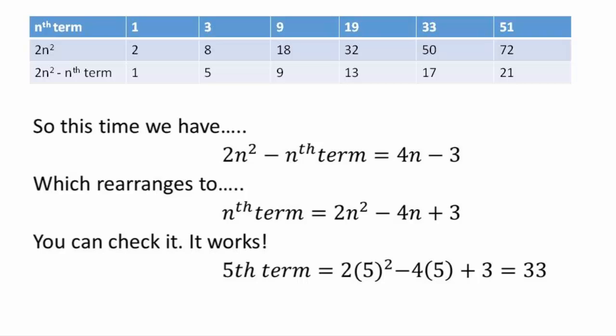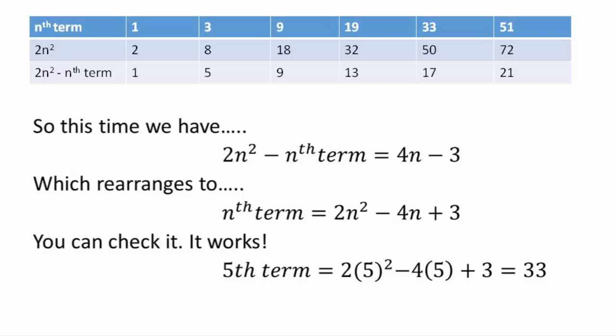Once again I'm going to subtract. This time I'm going to do it the other way around, 2n squared minus nth term, because that way I don't produce any negatives. And once again I get a linear sequence, and 1, 5, 9, 13, etc. has an nth term of 4n minus 3. So 2n squared minus nth term equals 4n minus 3. Now simply rearrange it into nth term again, and you've got the quadratic sequence. You can check it works as well.